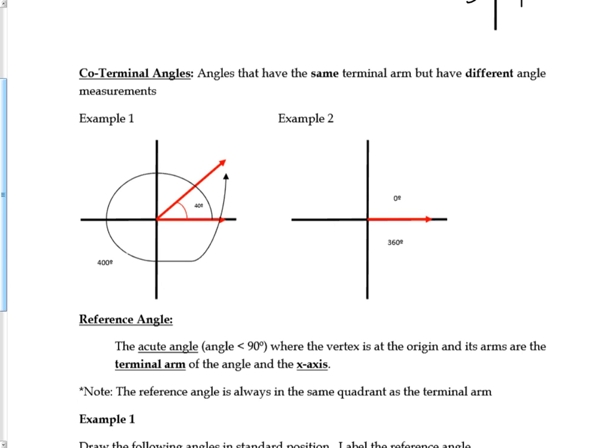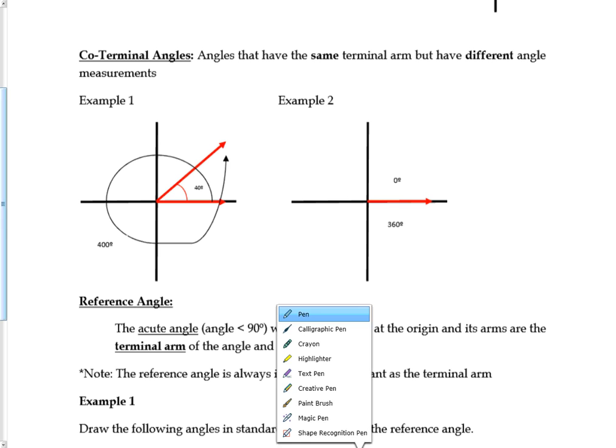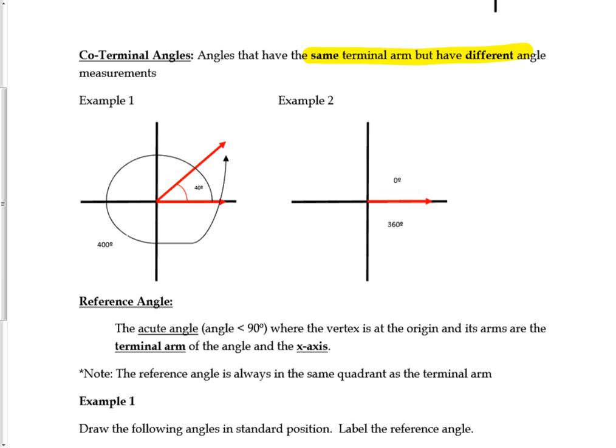This is a concept you focus in on a lot. In Math 30, you will talk about rotation angles a lot, or at least more than Math 20. So rotation angles have the same terminal arm but different angle measurements. Same terminal arm but different angle measurements. That's coterminal. So for example, 40 degrees and 400 degrees. Both share the same terminal arm, but are different measurements.